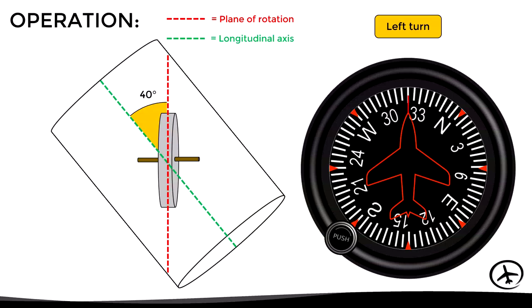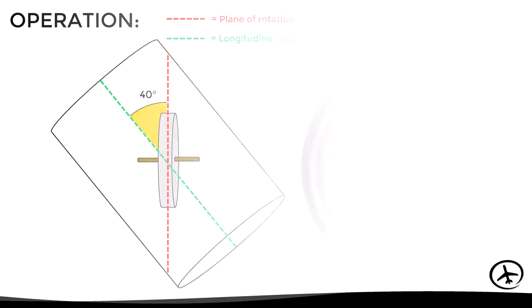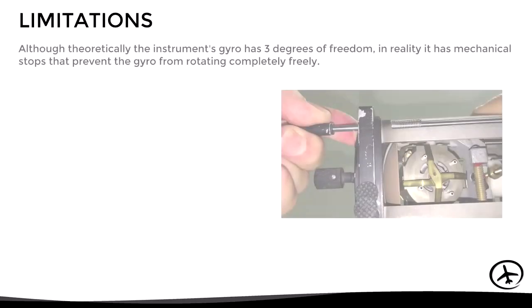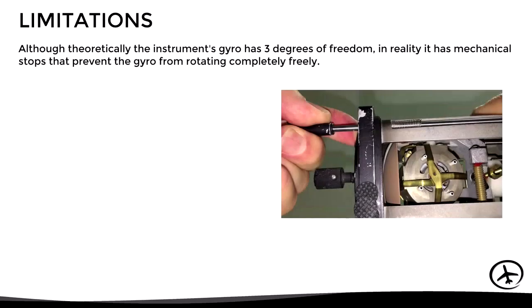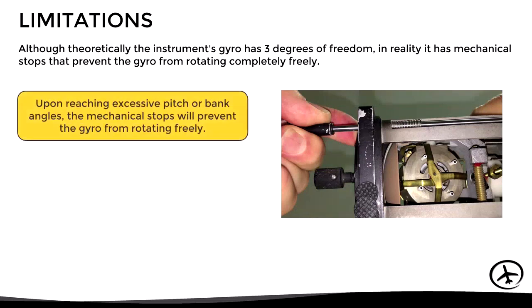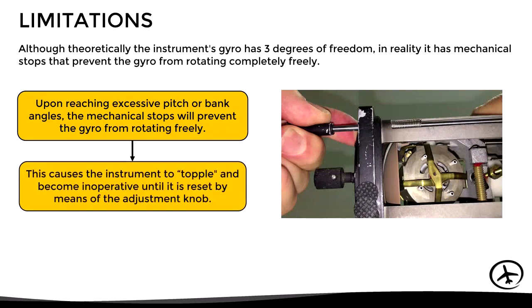Now, as with other instruments, the heading indicator is not perfect, and therefore it has certain limitations. Although theoretically the instrument's gyro has 3 degrees of freedom, in reality it has mechanical stops that prevent the gyro from rotating completely freely. This implies that upon reaching excessive pitch or bank angles, the mechanical stops will prevent the gyro from rotating freely, causing the instrument to topple and become inoperative until it is reset by means of the adjustment knob.